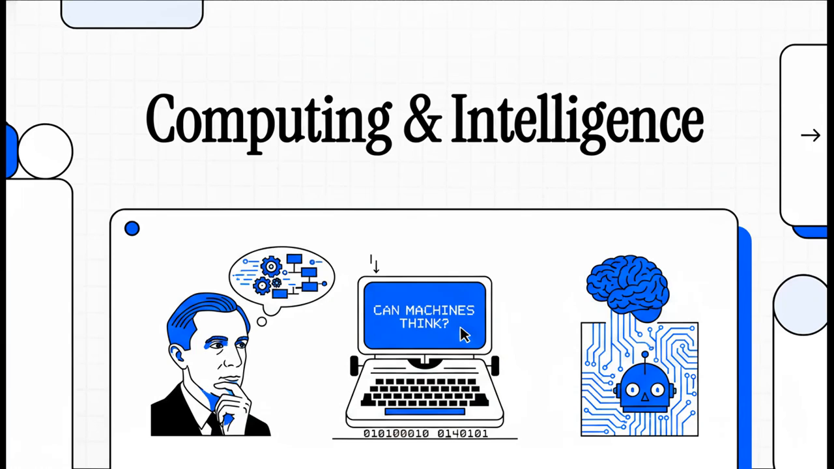Welcome to This Explainer. Today, we are exploring an absolute cornerstone of computer science and philosophy. We're diving straight into Alan Turing's landmark 1950 paper, Computing Machinery and Intelligence. Honestly, this document is nothing short of legendary. It essentially laid the intellectual groundwork for everything we now call artificial intelligence.